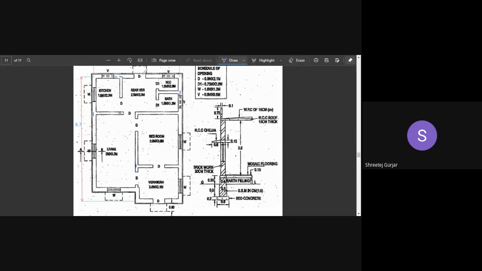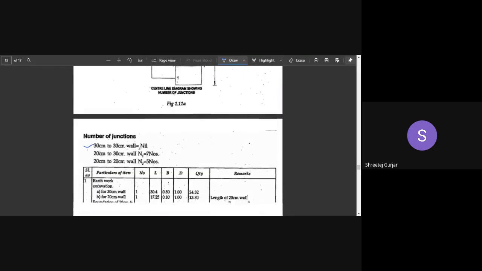You can see my external wall is my 30 centimeter wall, right? So there are no 30 centimeter walls joining with any other 30 centimeter wall. There is no T type of junction of 30 centimeter wall. So it is written as nil. So your first type of junction, that is your 30 centimeter wall getting into 30 centimeter wall, is nil.